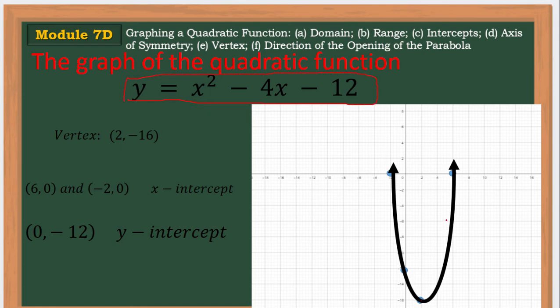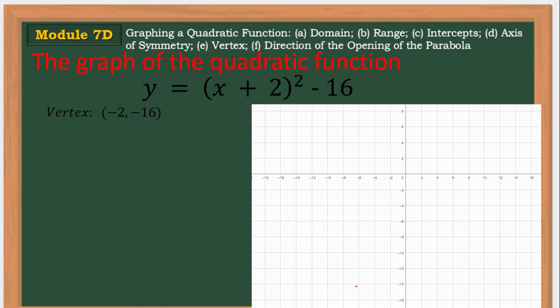Opens upward kasi a is positive. Okay, so vertex, positive 2, negative 16. So, ang h natin, yung axis of symmetry, ay 2. Ang k natin, ito ay minimum point kasi open upward, that is negative 16. Okay? So, I hope nasundan nyo siya.